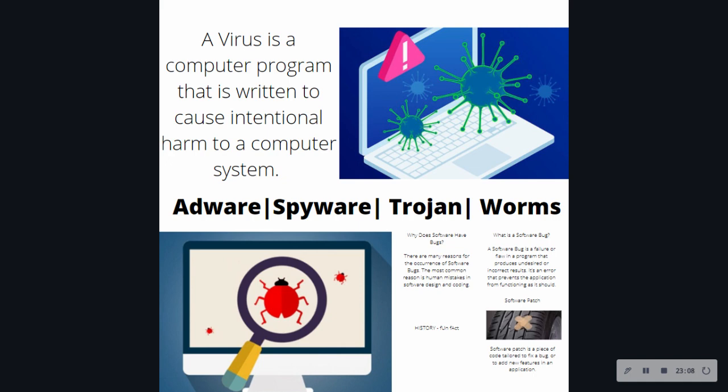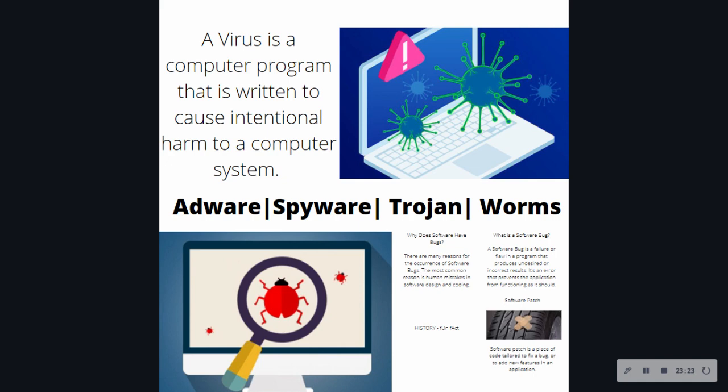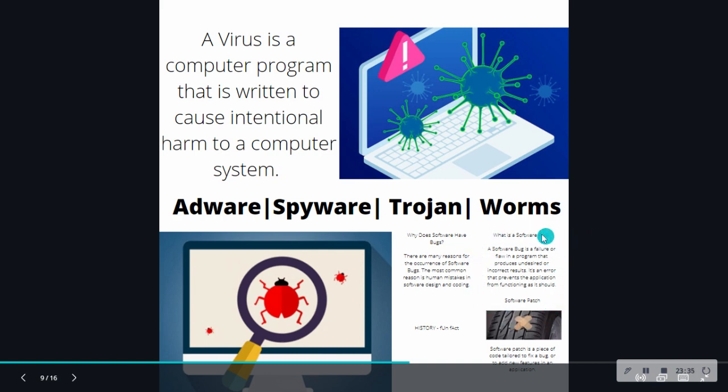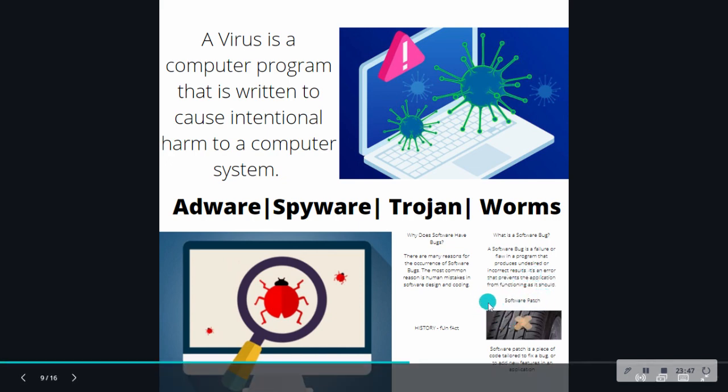Now, I am walking on very dangerous grounds as I'm not really very familiar with all of these things. Don't ask me about coding in the sense of what you need to push to code something, but I do understand that that is the alphabet, and this is what you need to know in order to understand how a software bug works. So basically, if you just look at those little sentences there on the right hand side, it says that it's a flaw in a program that produces undesired or incorrect results. So it's an error that prevents the application from functioning as it should.